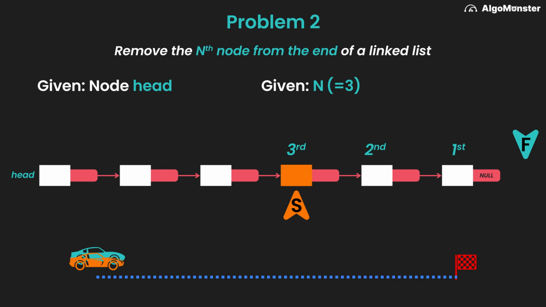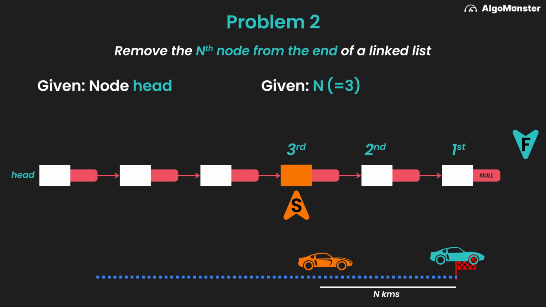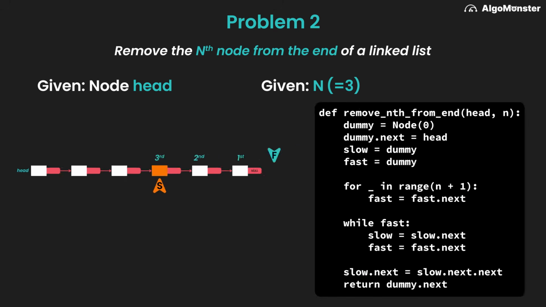Think of it like 2 cars driving on a highway. One car is n kilometers ahead. They both drive at the same speed. When the front car exits the highway, the back car is exactly at the nth position from the exit. Same trick, 2 pointers, this time with a fixed gap, gives you positional information from the end.